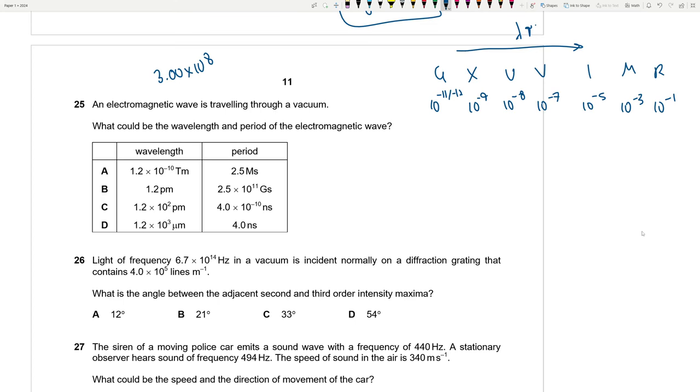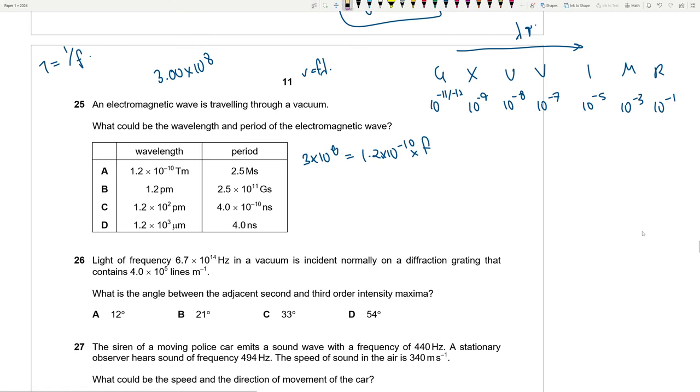This is the speed. So we know that V is equal to F lambda and time period is equal to 1 by frequency. So let's check this. For the first one, 3 into 10 power 8 is equal to wavelength 1.2 into 10 power minus 10 times F. 3 into 10 power 8.